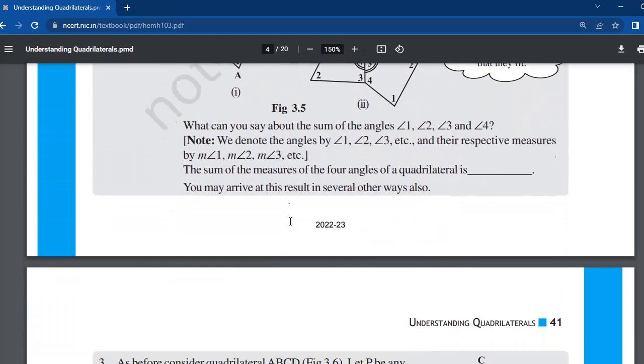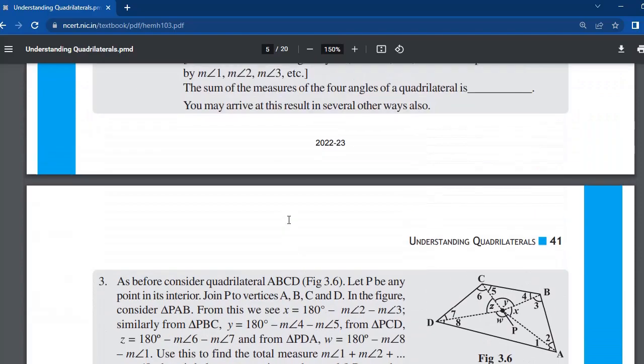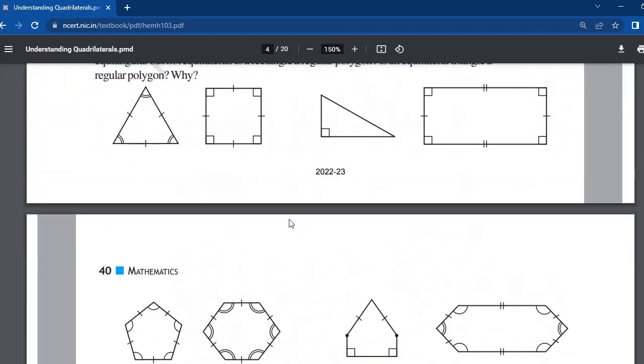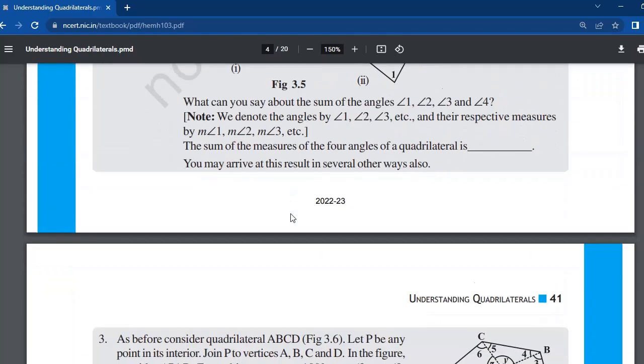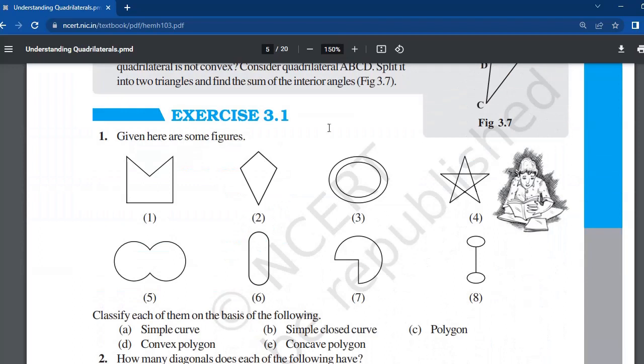Okay, so I request you to go through all these examples once again. Then in the next video I will solve all the questions of exercise 3.1, and if you like the video and find it understandable, then I will move forward to the next exercise as well.